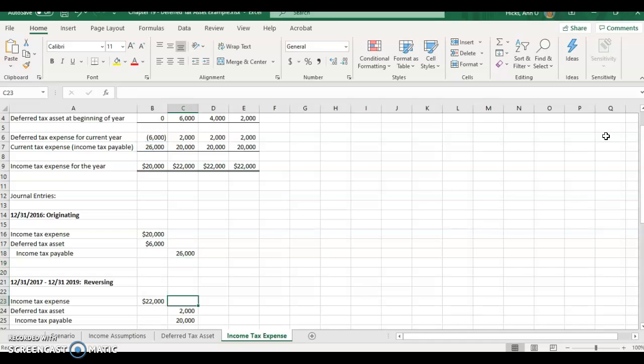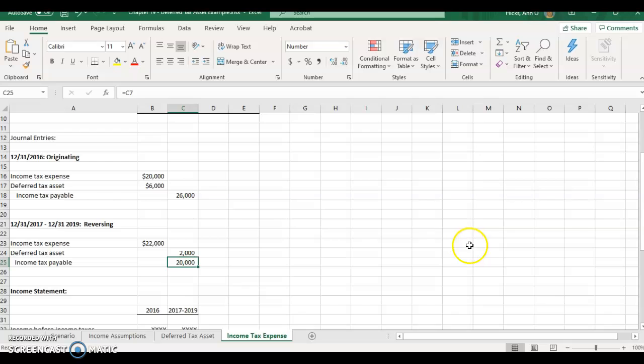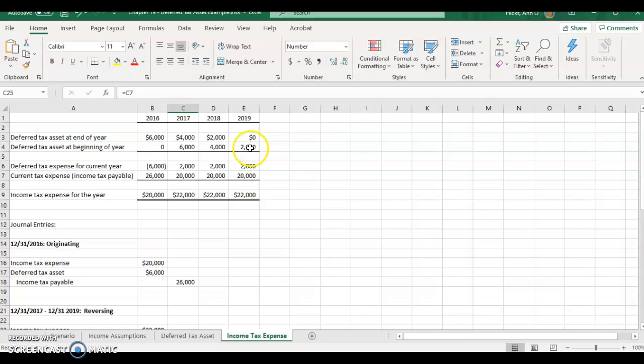Then in the previous years, when we begin to reverse these items, we have an expense of 22. That includes the amount we have to pay as well as the current year's reversal of that benefit. The deferred tax asset will credit to reduce it by $2,000, and then we'll credit income tax payable for what we have to pay. And that entry will be the same in this scenario, at least every year, because of course we're assuming that we take those subscriptions into revenue equally over the 3-year period.